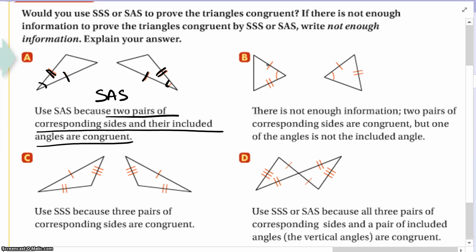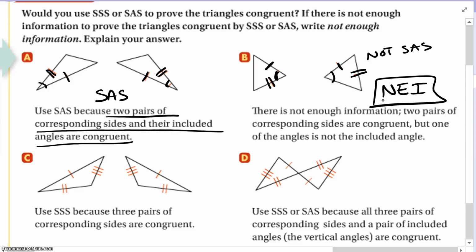Okay, here I have a side, I have an angle, I have a side, but look, this is not side angle side. So we do not have enough information. We don't have enough information. See, in the first diagram, the angle is included. In the second diagram, the angle is not in between the two congruent sides.